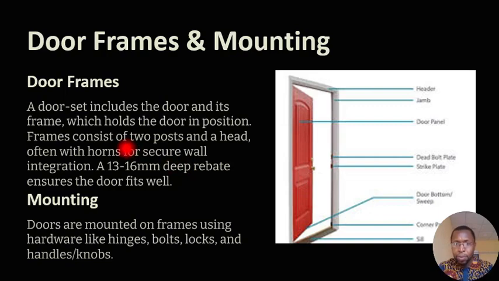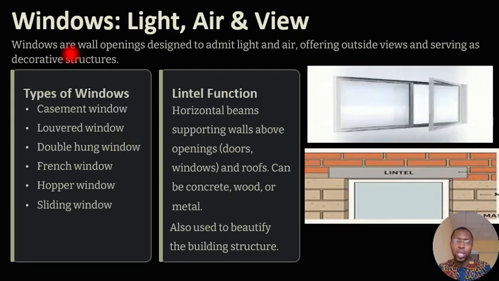All right. We now look at windows, building windows. Windows are wall openings designed to admit light and air, offering outside views and serving as decorative structures. So you admit air into the house if there is air blowing outside. It also allows light to come into the house if there is sunshine, and then it adds beauty to the house as well.